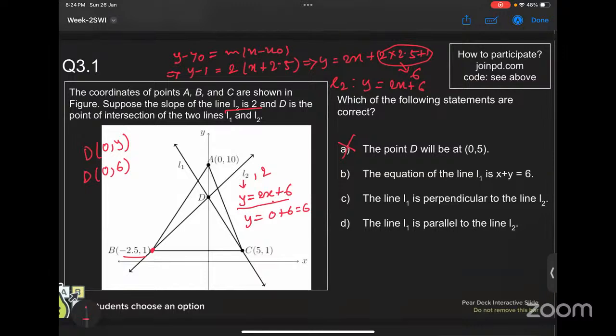The equation of the line L1. We know that D is on the line L1 and L2 both. Again, we have this point C on the line L1, right? So now we have the coordinate of D and we have the coordinate of C. So we can again use the two-point form and calculate the equation of the line L1. So what will be the equation of the line L1?